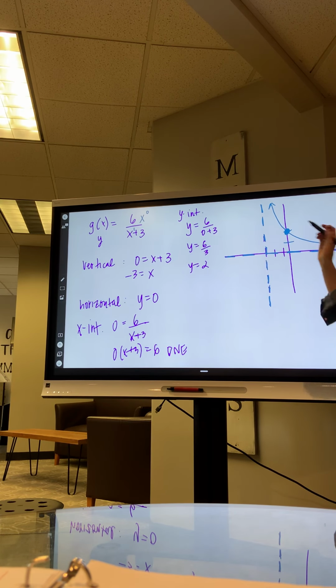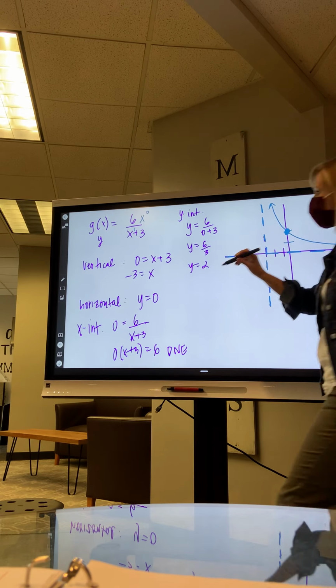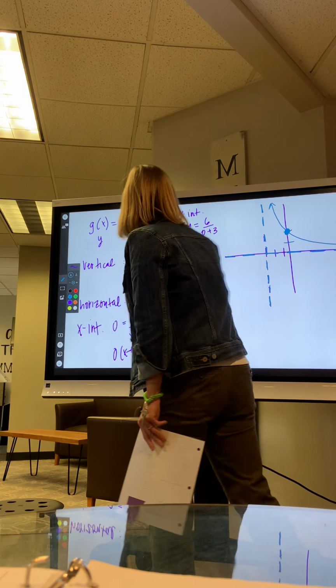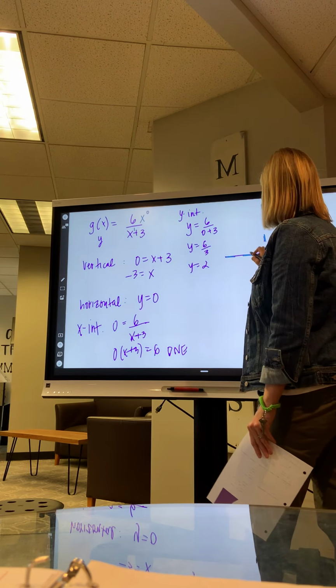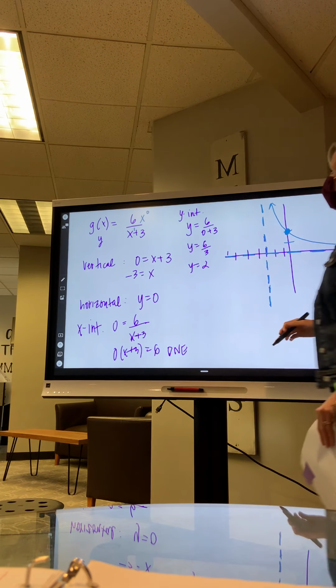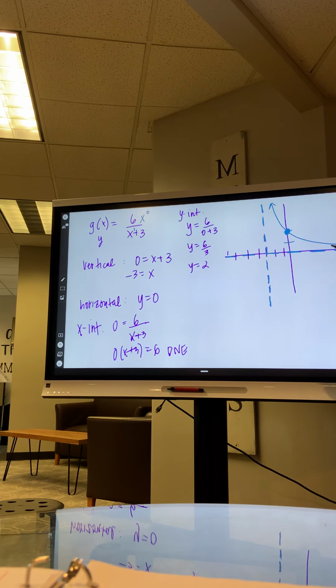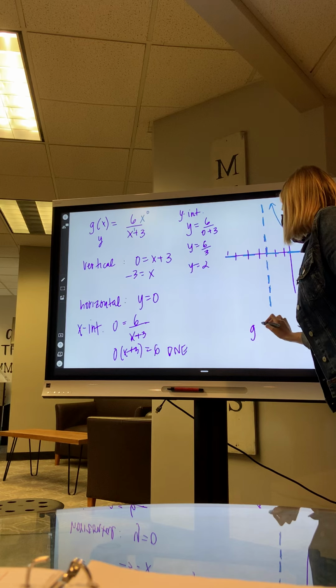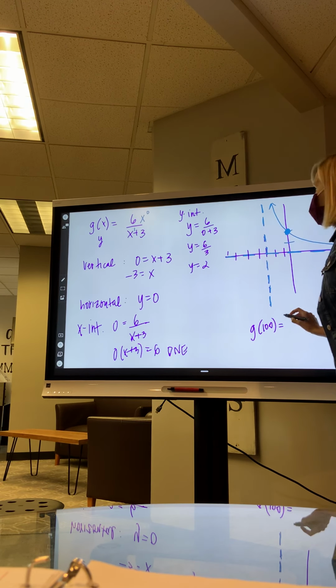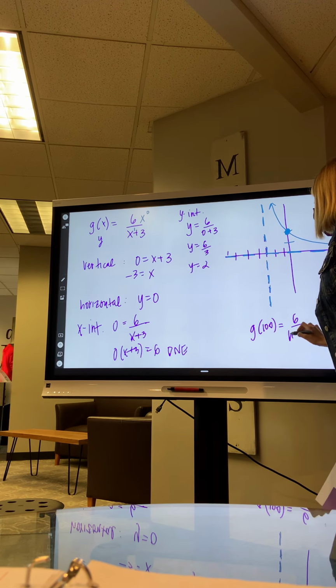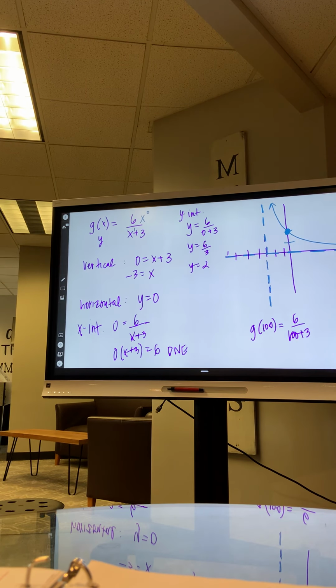Correct. And now we have to figure out what happens over here. What you can do is test values. So this is -3. Let's test, for instance, 100. What's g of 100? 6 over 100 plus 3. What's that? It's very small. It's a really small decimal.